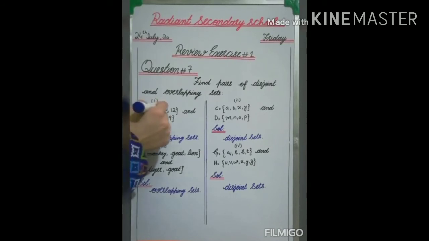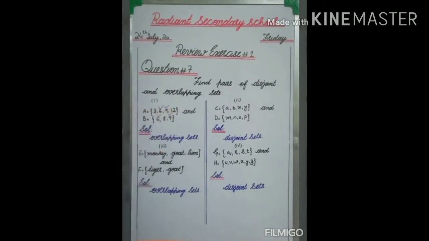You can see 6 is common. Yes, 6 is present in set A and 6 is also present in set B. 9 is common. Yes, 9 is present in set A and 9 is also present in set B. So these sets A and B are overlapping sets because you can see some elements are common, like 6 and 9, and some elements are uncommon, like 3, 12 and 8. So these sets are overlapping sets.